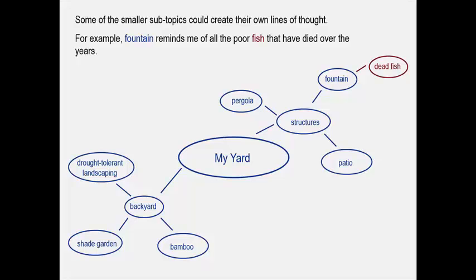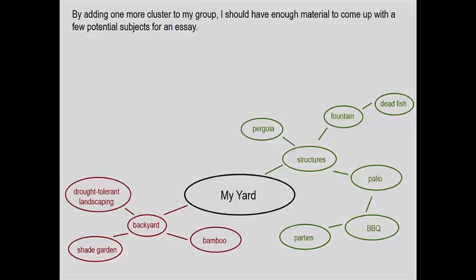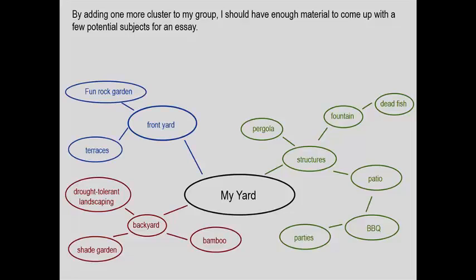So that's sad. But on a happy note, my patio makes me think of all the great barbecues we had last summer with our friends. It was really fun. We had great food and great conversation. So I could write a whole paper about that. By adding one more cluster to my group, I should have enough material to come up with a few potential subjects for an essay. Look how fast that goes.